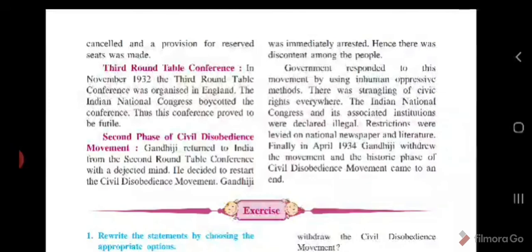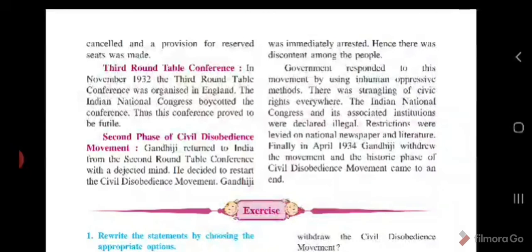The leaders of the Indian National Congress requested Dr. Babasaheb Ambedkar to reconsider this demand. By keeping the interest of the nation in mind, he agreed and signed the Pune Pact with Gandhiji in 1932. The pact provided for reserved seats instead of a separate electorate for the Dalits.